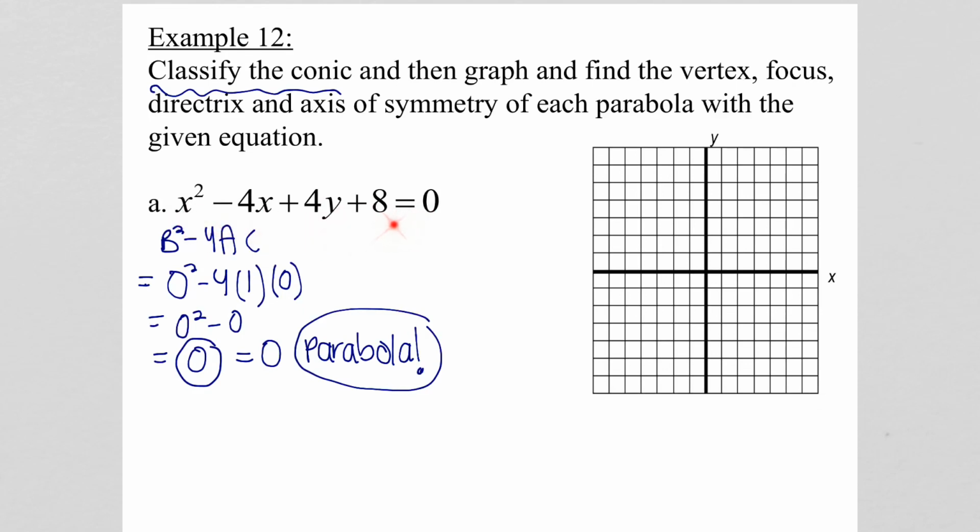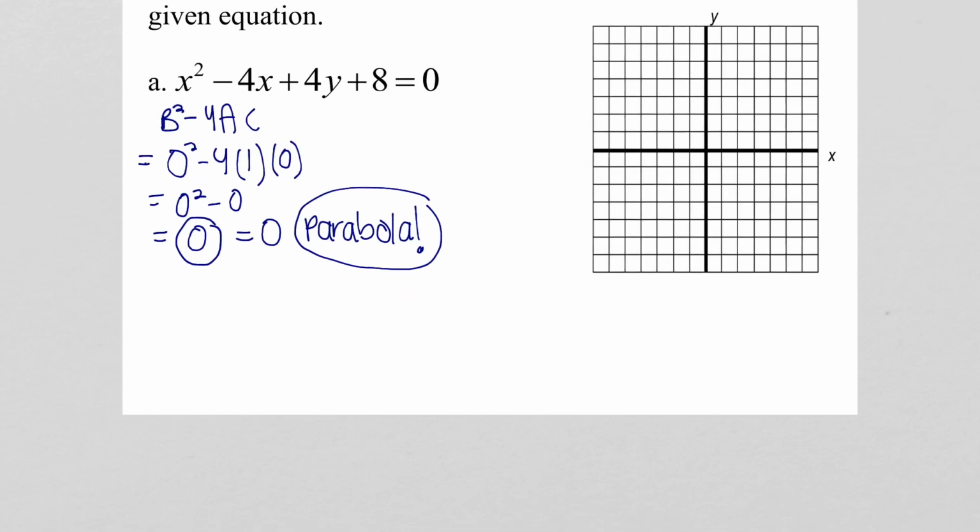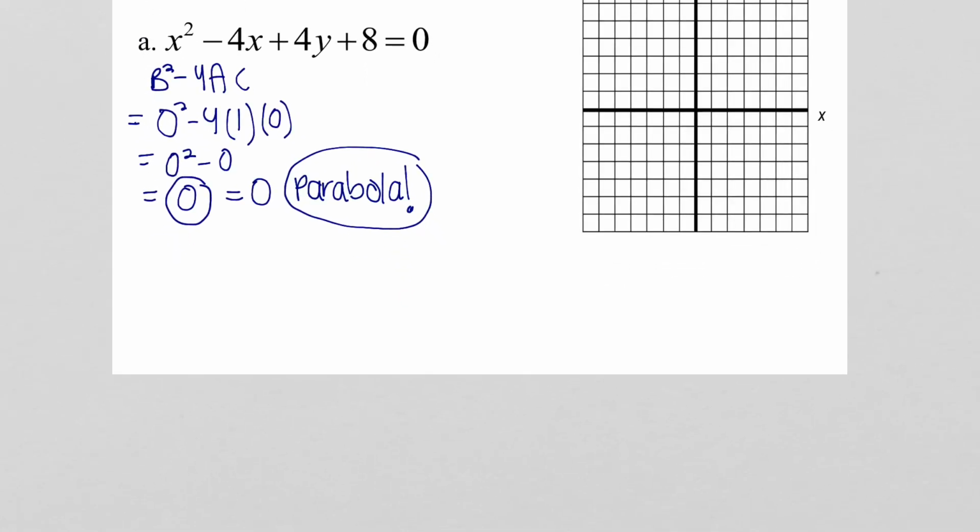Standard form for a parabola means I need to get that binomial squared on the left, and I need everything else on the other side of the equation. So watch what I'm going to do here with this equation. I am going to keep the x squared minus the 4x on the left-hand side. I am going to subtract 4y from both sides, and I'm going to subtract 8 from both sides. So my equation now looks like this.